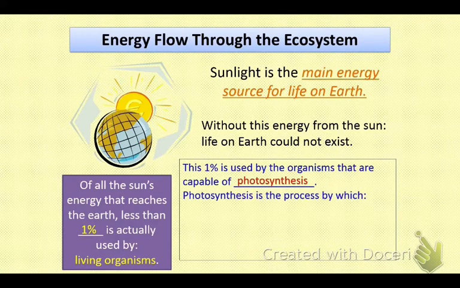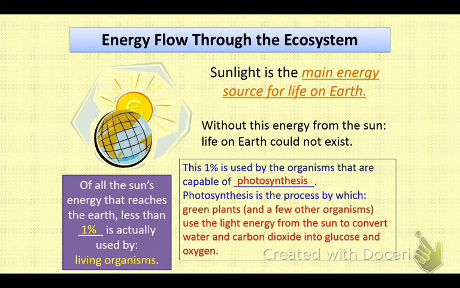Additionally, this 1% is used by organisms that are capable of photosynthesis, right? Photosynthesis is the process of capturing light energy and using it to make glucose and oxygen. So green plants and a few other organisms use the light energy from the sun to convert water and carbon dioxide into glucose and oxygen, which is essentially what I just said, right?